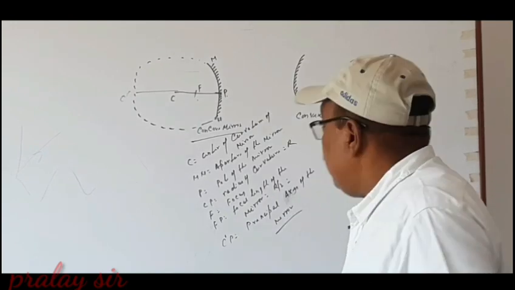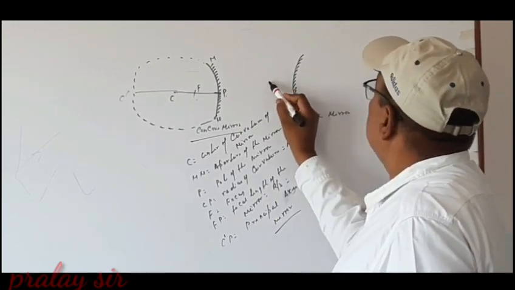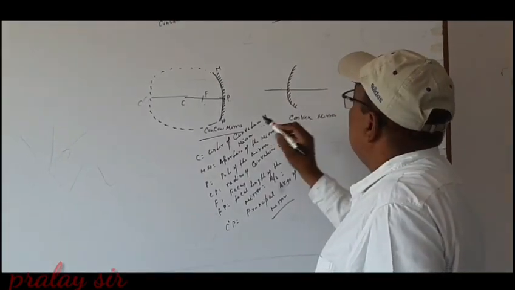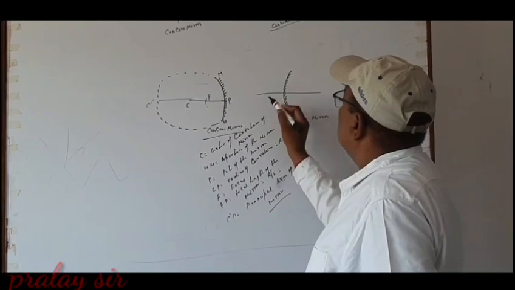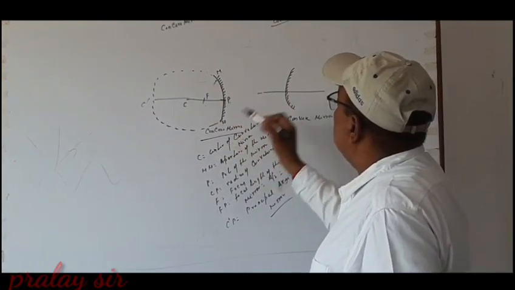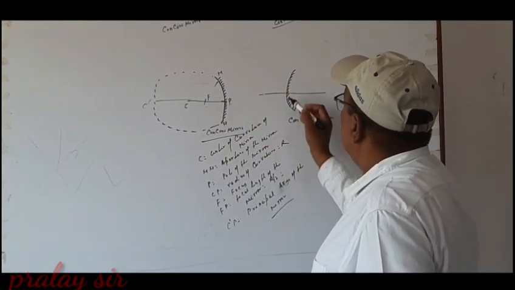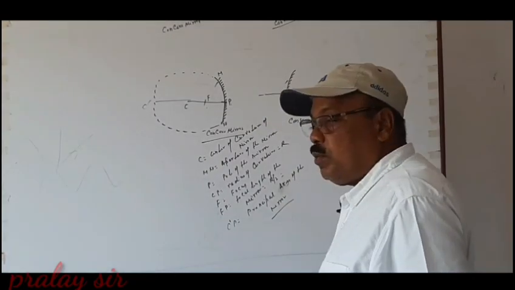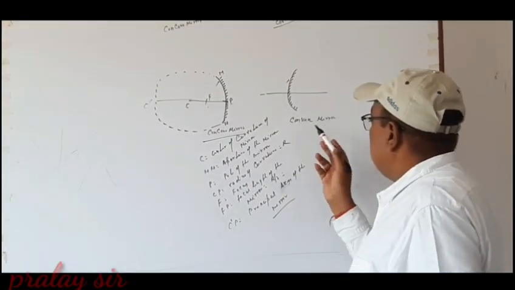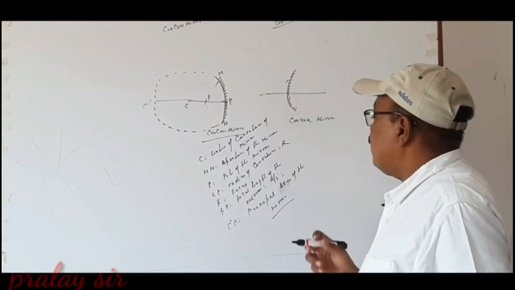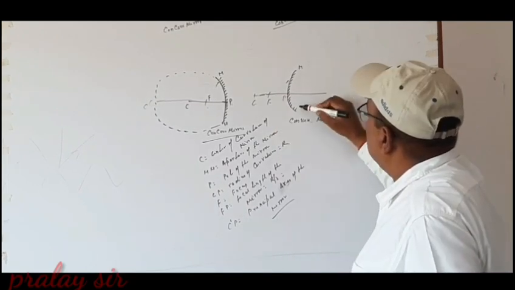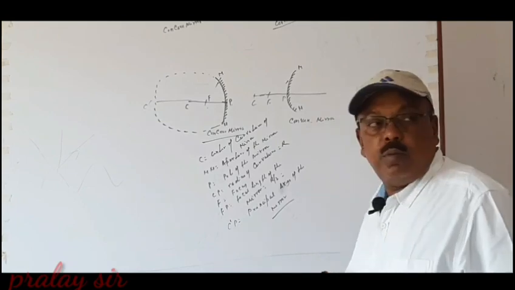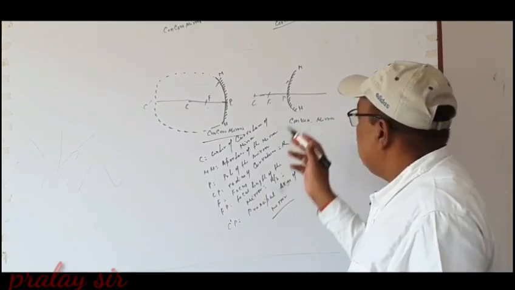Now the case is the same also here, but here it is our reflecting surface in the case of the concave mirror, and in the case of the convex mirror, the bulging side of the mirror is our reflecting surface. The case is the same also here. Here MN is the aperture of the mirror.